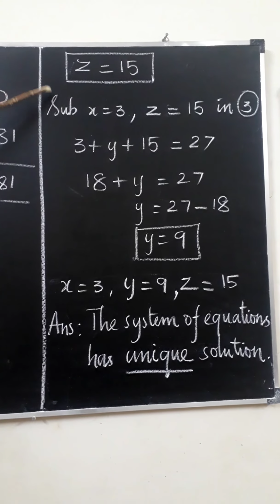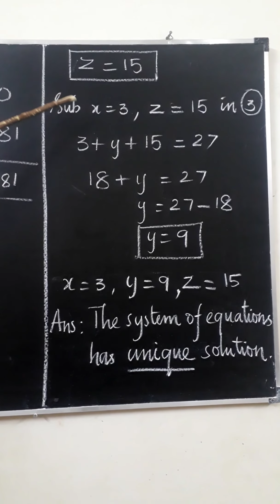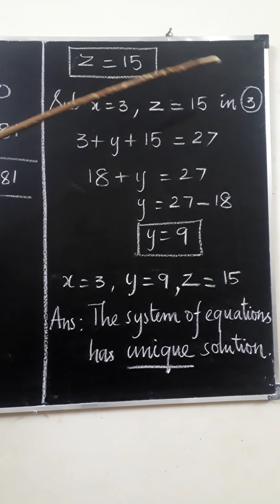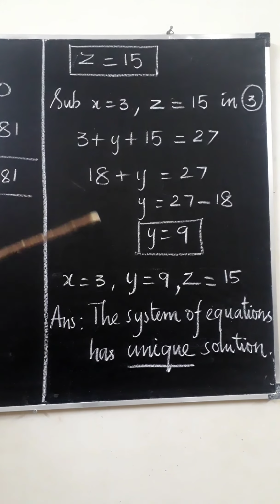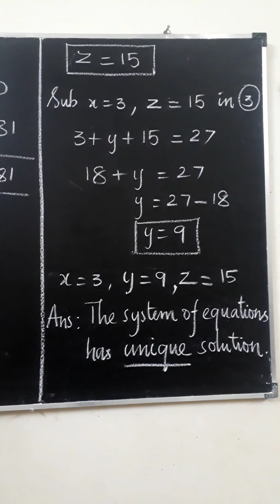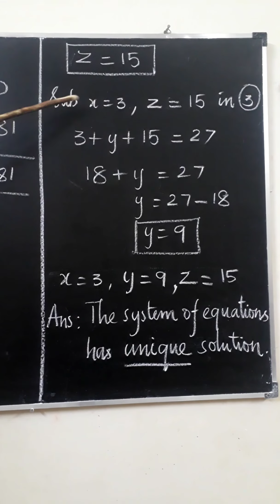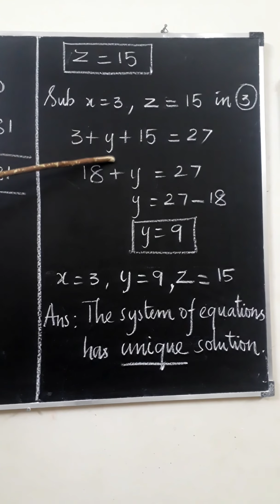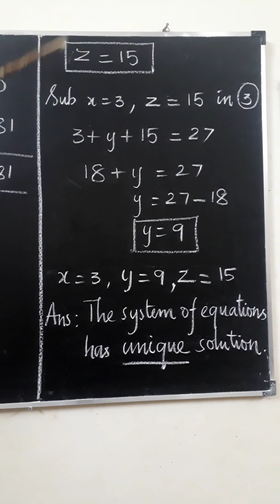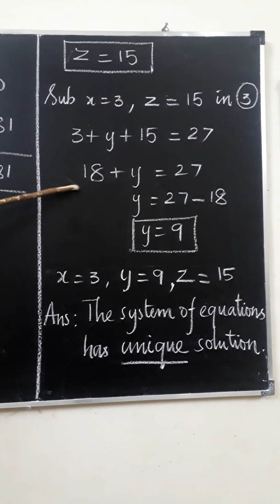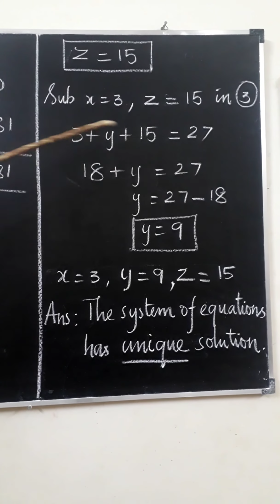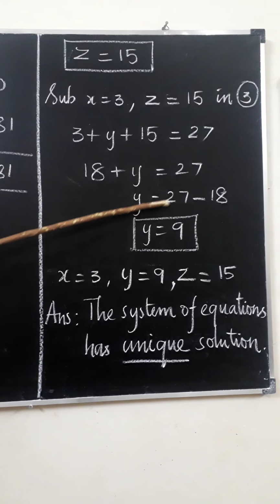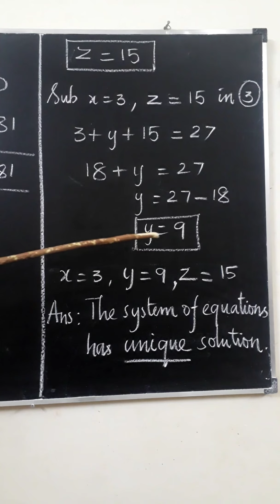After getting the value of z, now we have two variables' values, x is equal to 3 and z is equal to 15. Substitute both of these values in the third equation. What was the third equation? x plus y plus z is equal to 27. So in the place of x, 3, in the place of z, 15, the equation is 3 plus y plus 15 is equal to 27. 3 plus 15 is 18. 18 plus y is equal to 27. Take the 18 to the RHS, it becomes minus. So y is equal to 27 minus 18. y is equal to 9.